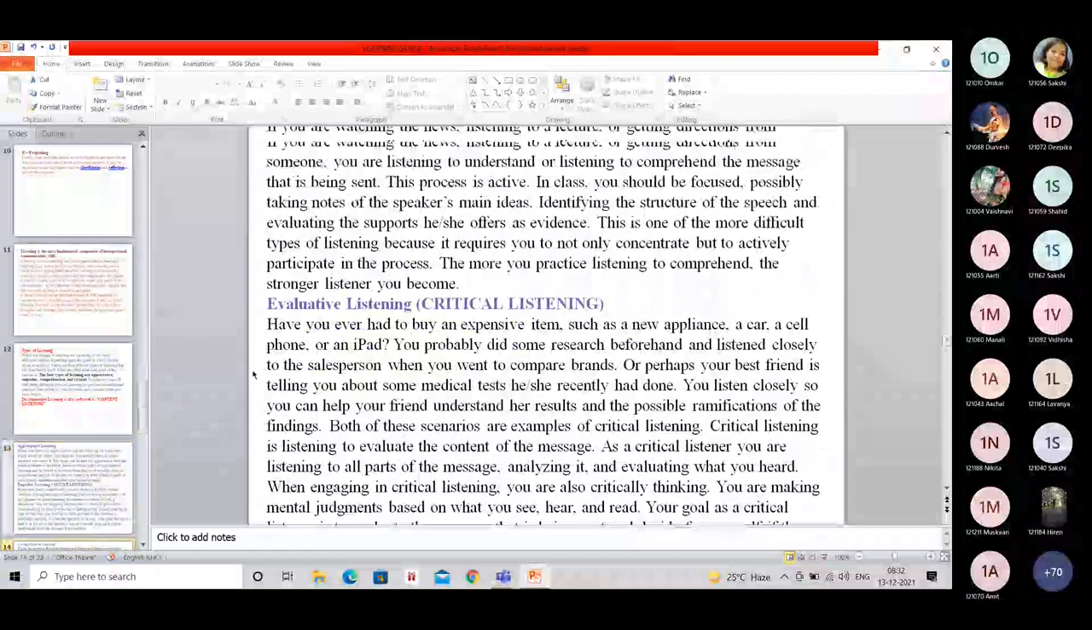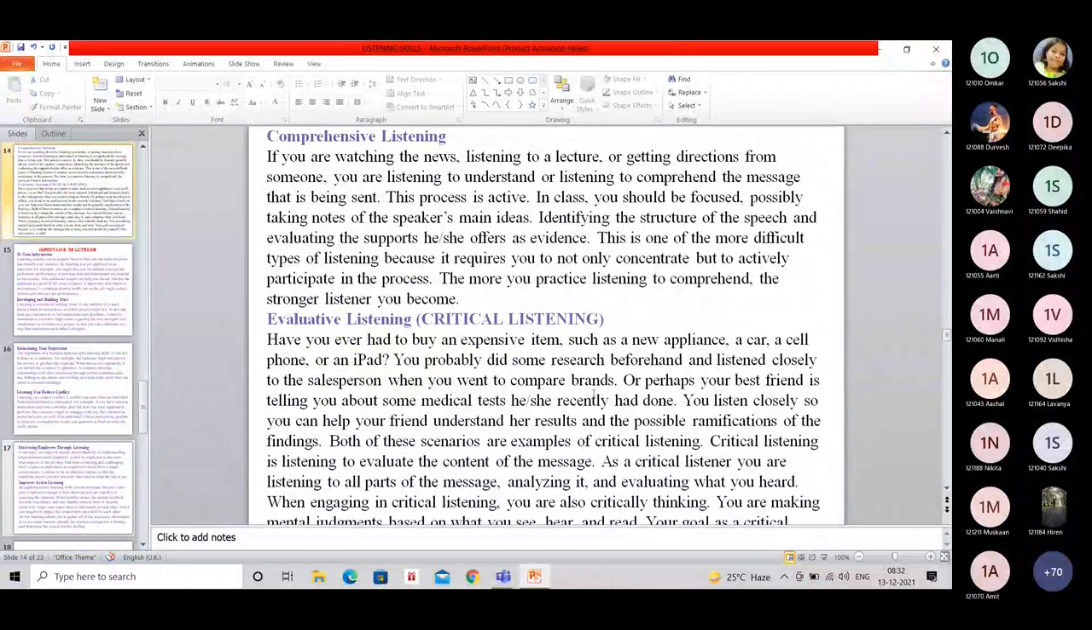Okay. Next, we come to comprehensive listening. Now, currently what you're doing is a good example of comprehensive listening. When you're trying to listen to a lecture, when somebody's trying to explain something to you. You want to travel somewhere and somebody's guiding you, go there, or somebody's guiding you to some shop where you can buy some stuff, what you want to buy. So when somebody guides you like that, that would be termed as comprehensive listening. You are listening so that somebody is giving you some information, so you are trying to understand.